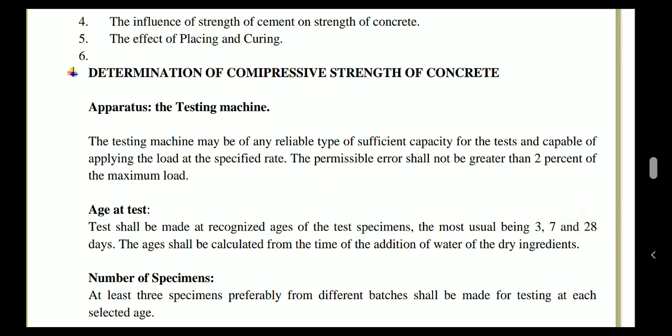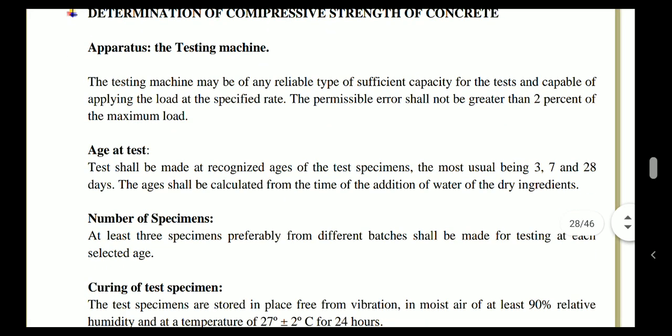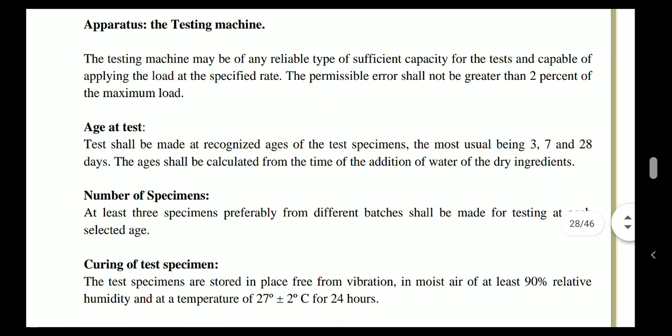Then how do we determine the compressive strength of concrete? It is determined in the lab by making a specimen of 150 mm cube size. We decide a grade of concrete. For example, if we decide M20 grade of concrete, then we have to take a proportion 1, 1.5 and 3, that is 1 is cement, 1.5 is fine aggregate, and 3 is coarse aggregate, and we have to decide a water cement ratio.